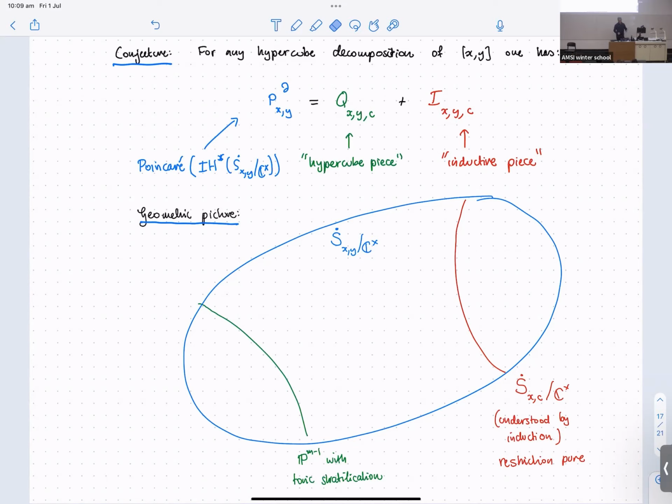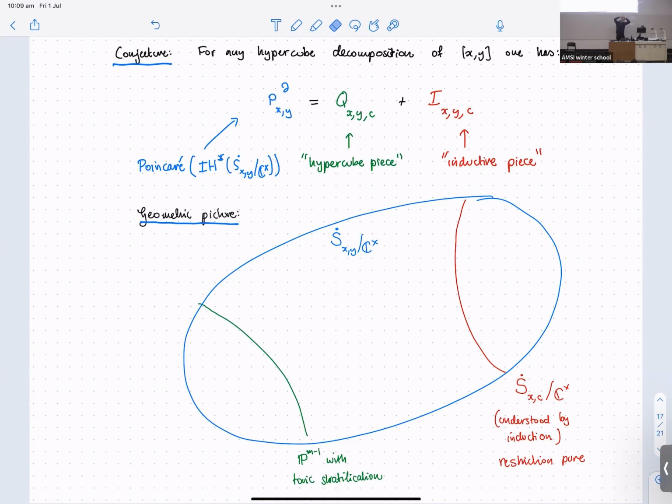What all this business gives, so these two pieces, the hypercube piece and the inductive piece, give me two closed subvarieties inside this big space. And normally, if I were to go up to you and say, I have a space and I have two closed pieces inside it and I can compute their cohomology, can you compute the cohomology of the big space? You'd say, you're bonkers. Just knowing something about two closed subvarieties inside a big space doesn't tell you really anything about the big space.